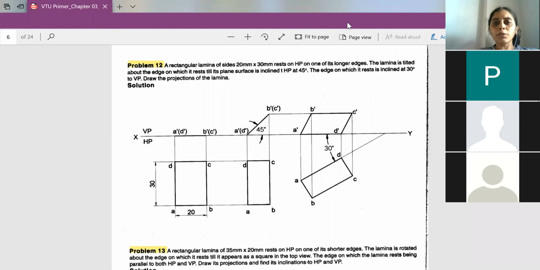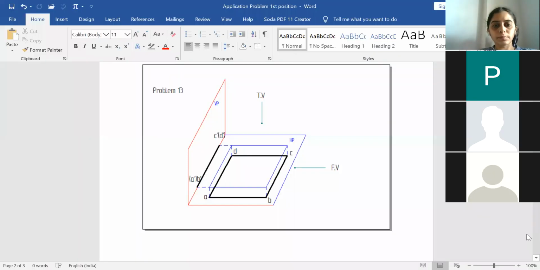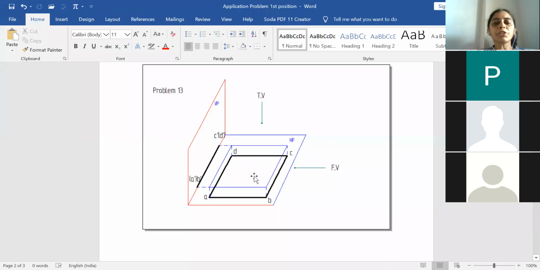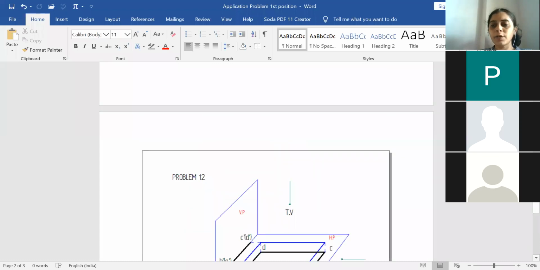So this will be how the position of the given lamina is. Okay, the longer side and this will be the shorter side. This is problem 13. Okay. This is problem 12.